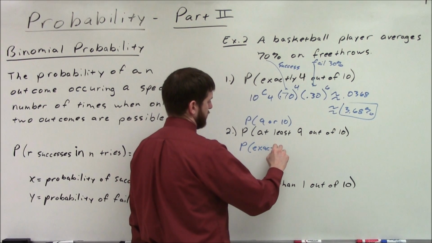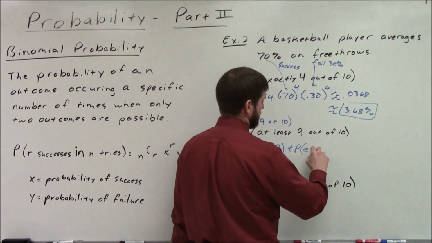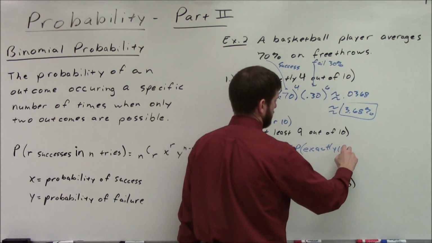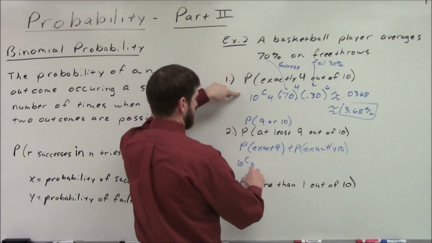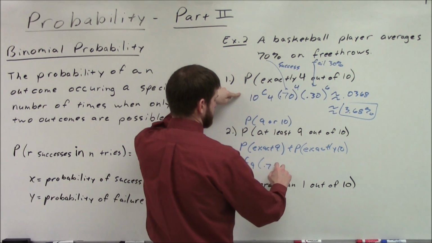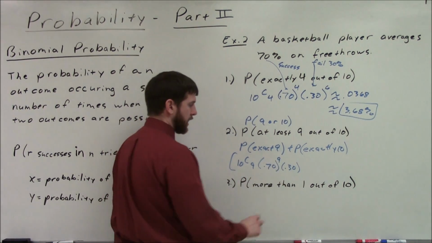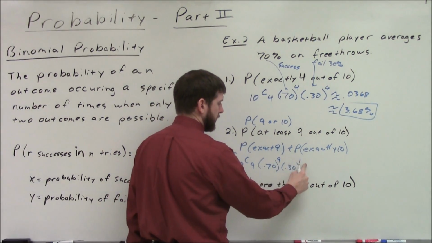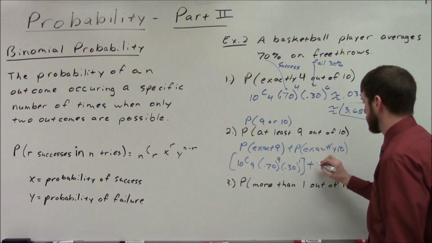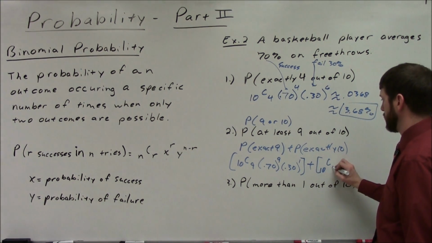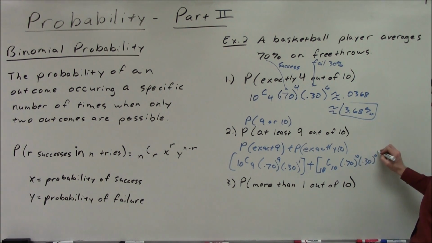So it's the probability of exactly 9 plus the probability of exactly 10. Well, how do we get exactly 9? Same way we did right here. 10C9 times 0.70 to the 9th and 0.30 to the 1st. 0.70 occurred 9 times, successful 9 times. So that means we failed 1 time out of the 10. We'll do that arithmetic plus the same thing for 10. So 10C10, 70% success, 30% failure, succeed 10, fail 0.